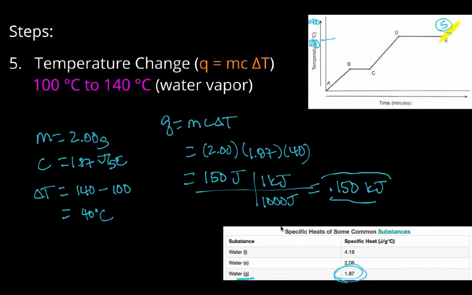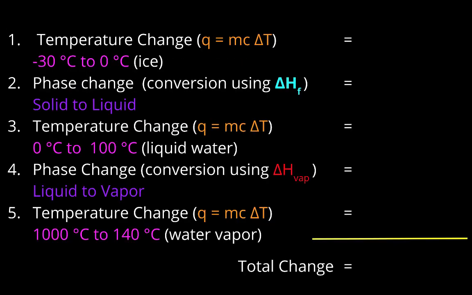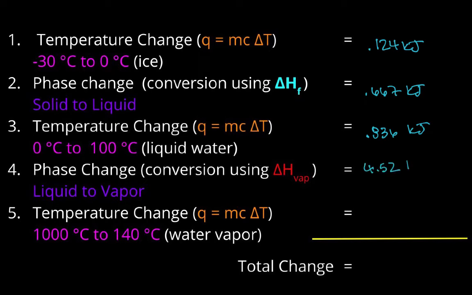So that's how much energy is associated with that last change in temperature. Okay, so now that I've done all the calculations, now I have to add them all together to get the total. Because if you remember, it asks for the total amount of heat needed to change it from that initial temperature to that final temperature. Okay, so these are all my numbers from all those calculations I did. So for the first step, it was 0.124 kilojoules. For the second step, 0.667 kilojoules. The third one, 0.836. Fourth one, 4.52, that was that second phase change. And then the last one, 0.150 kilojoules.